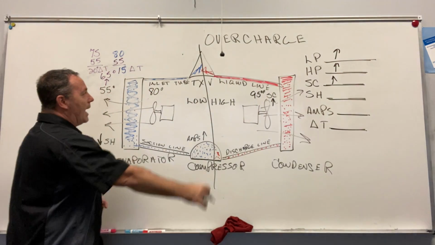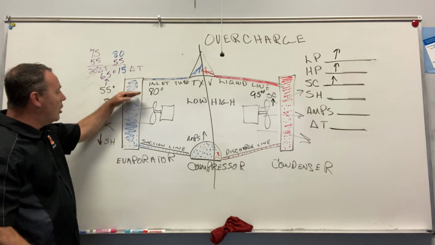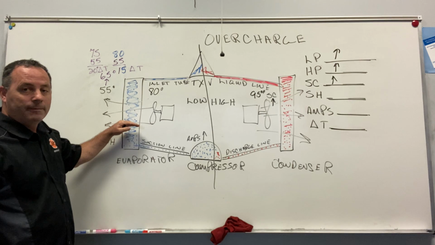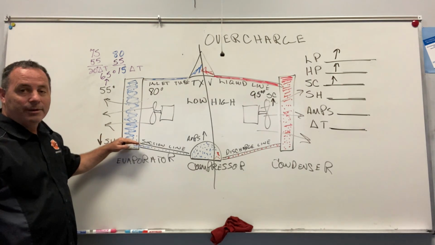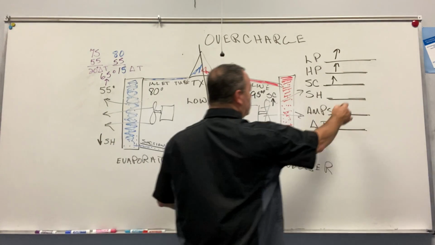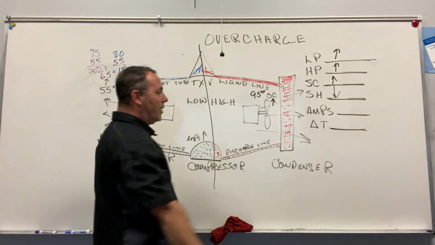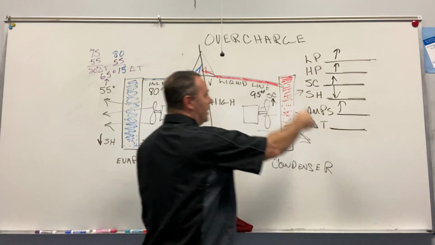Okay? Now, what happens when you have more liquid going in the evaporator? It takes longer for it to boil off. So the gas at the bottom is less, which means less superheat. The pressure's going up, the compressor's working harder, higher amps with an overcharge.